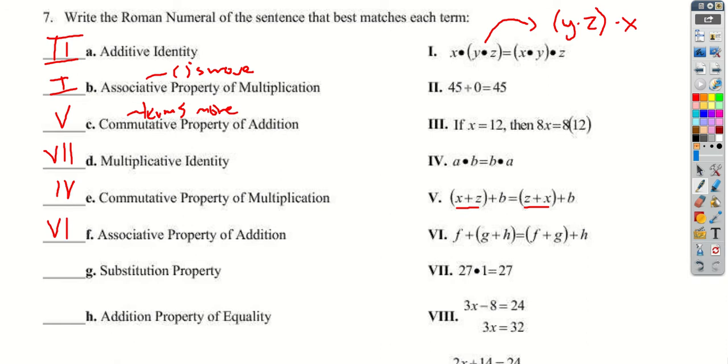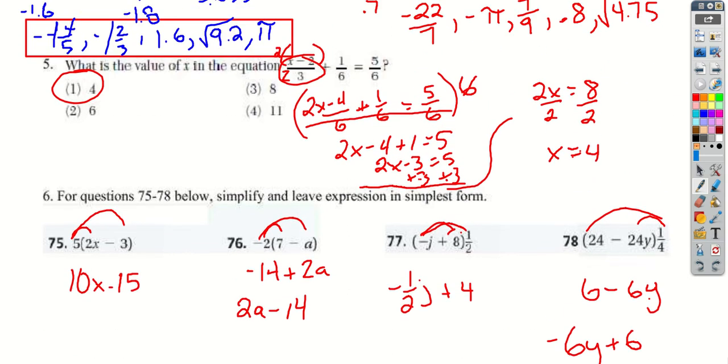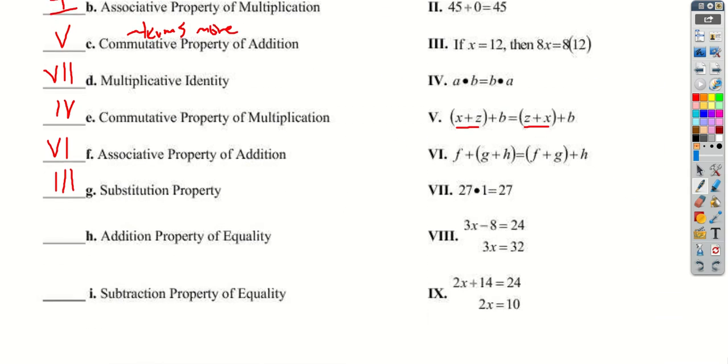The substitution property, we're plugging something in for something else. That would be 3. The addition property of equality, when we're solving an equation, adding 3 to both sides. Okay, so here you can see I would add 8 to both sides, or adding the same amount. So this is going to be choice number 8. And the subtraction property of equality, here I'd be subtracting 14 from both sides. That is the subtraction property of equality. So that is choice 9.